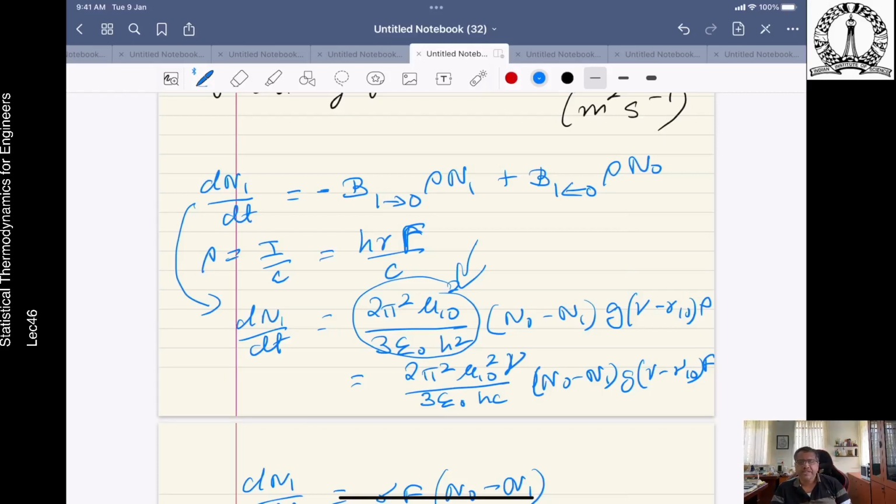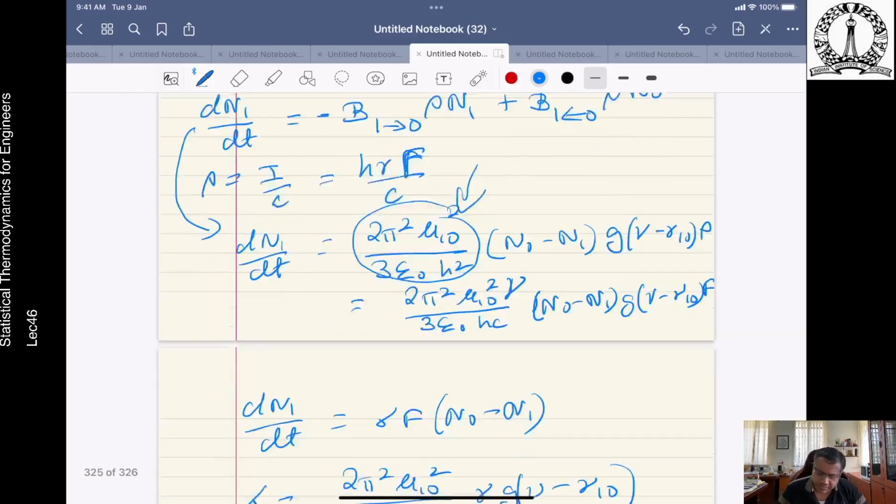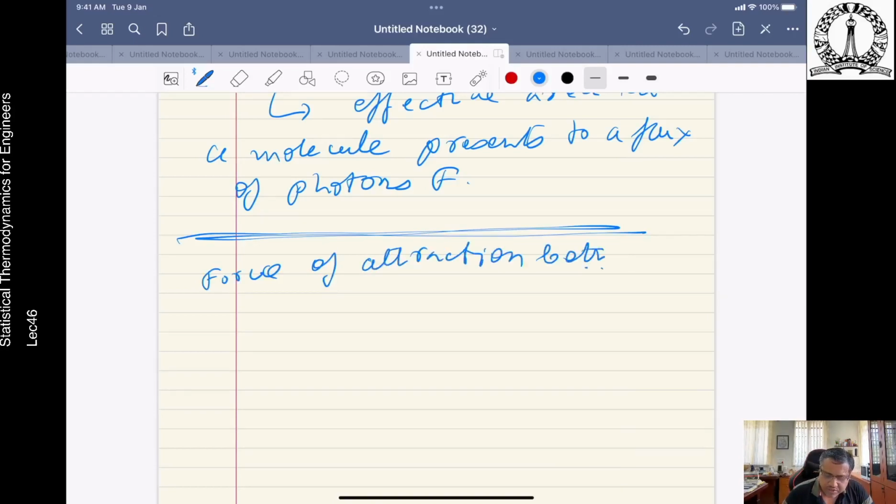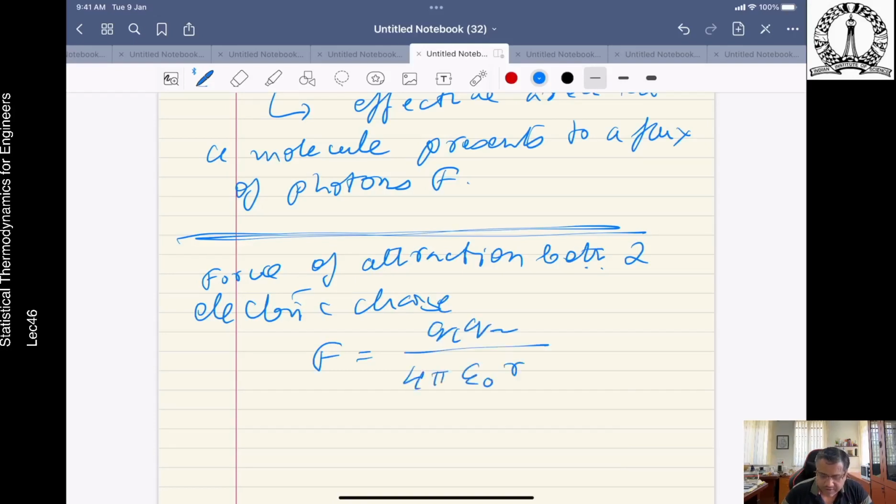So for that we need to take a little bit of a detour and try to find out how these absorption coefficients can be evaluated from first principles. So here is a case for a small detour. If you recall, the magnitude of force of attraction between two electric charges is given as F equals Q1 Q2 divided by 4 pi epsilon r square. There is of course a half term, but we are not going to go over there.